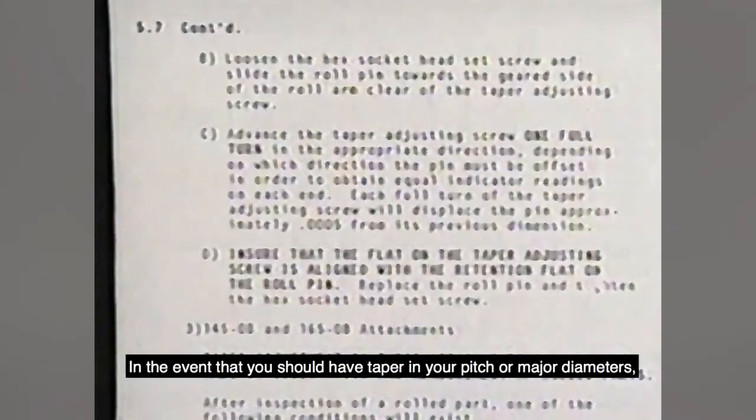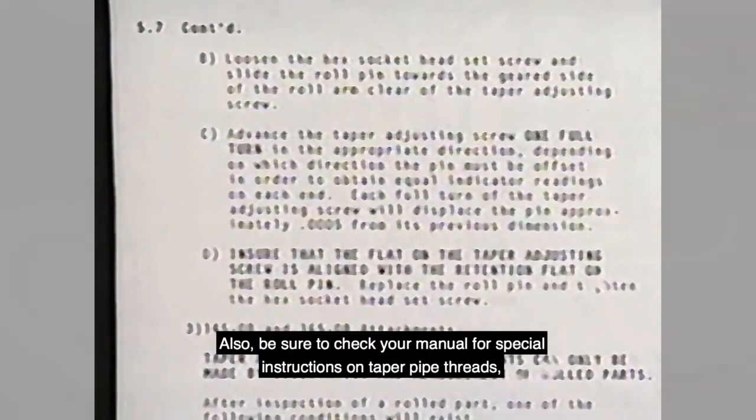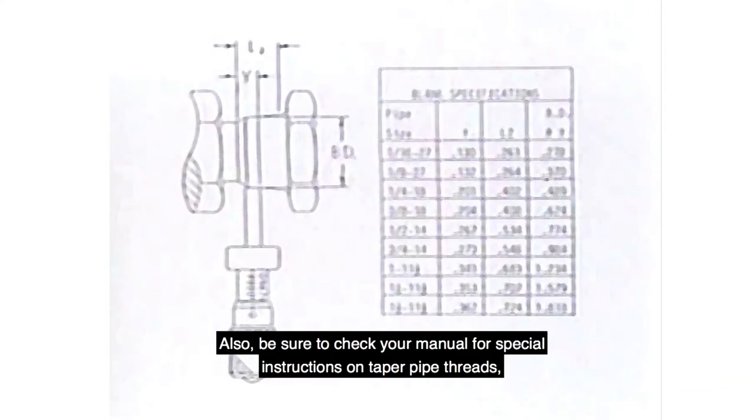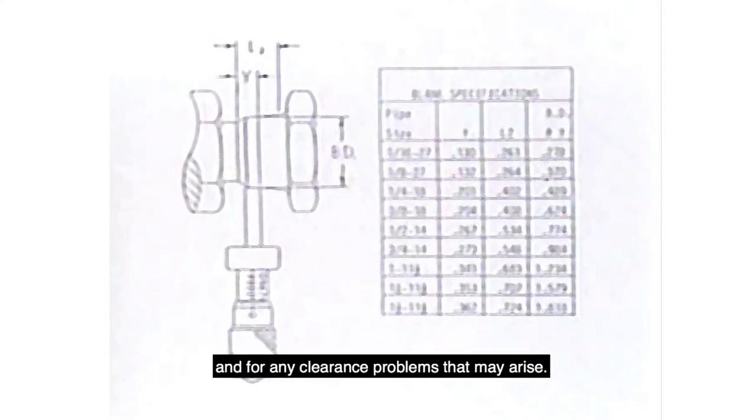In the event that you should have taper in your pitch or major diameters, refer to section 5.7 in your manual. Also, be sure to check your manual for special instructions on taper pipe threads and for any clearance problems that may arise.